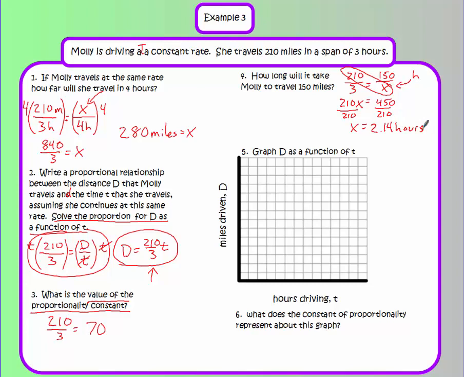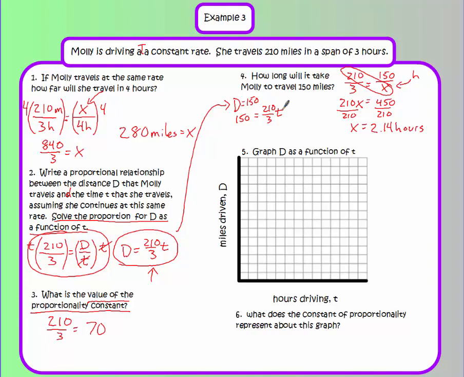Another really clever way would be to take this equation that we just found and say the distance is now going to be 150. So let's plug that in for d. So 150 equals 210 over 3 times t. Again, I'm looking for the time. So how can I solve this?